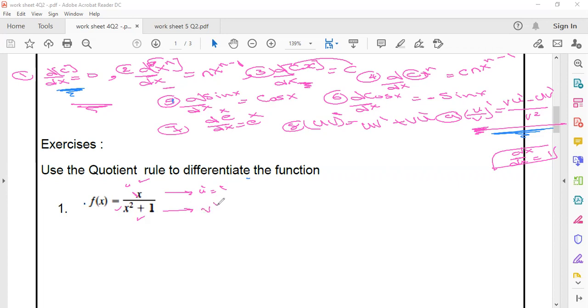So v prime will be the derivative of this one. It will be the exponent times x, decrease the exponent by 1, 2 minus 1. It will be here 1. The derivative of 1 is 0, I don't need to write. Don't forget this product first minus this product what? Second. I hope it's so clear.